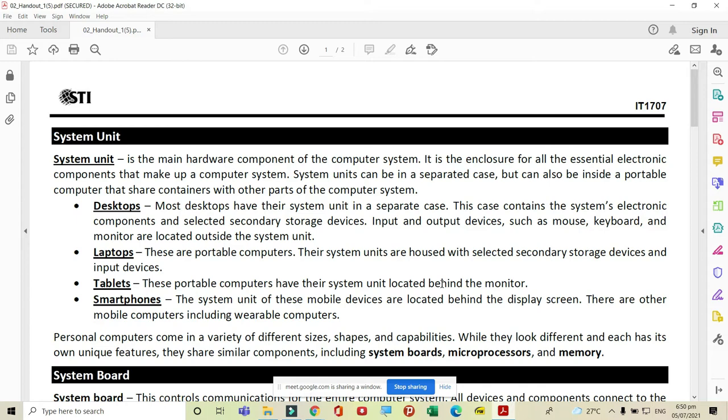So again, if we try to group them, desktop has a different group. Desktop belongs to the group wherein it is on a separate case, while laptops, tablets, and smartphones are computers wherein system units are housed together with other devices. Okay? So, if you weigh their advantages and disadvantages, it will always boil down to what you want or what your needs are.